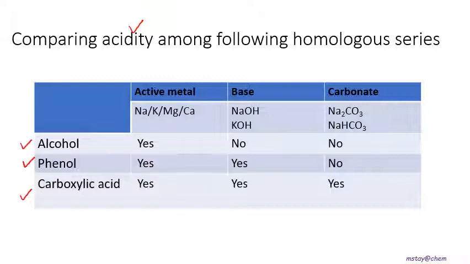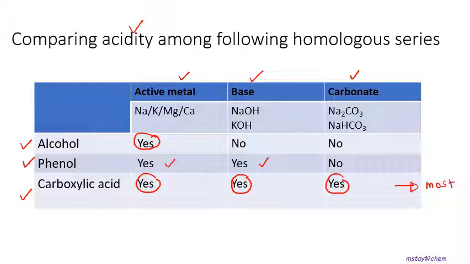So basically, as we know, acid is able to react with active metal, base, and also carbonate compound. From here we can see that alcohol can only react with active metal, while carboxylic acid can react with all the active metal, base, and also carbonate. But phenol only reacts with active metal and base. So based on this table, we are able to know that carboxylic acid is the most acidic among these three, while the alcohol is the least acidic among these three. Later we will look at the explanation of why carboxylic acid is the most stable among these three.